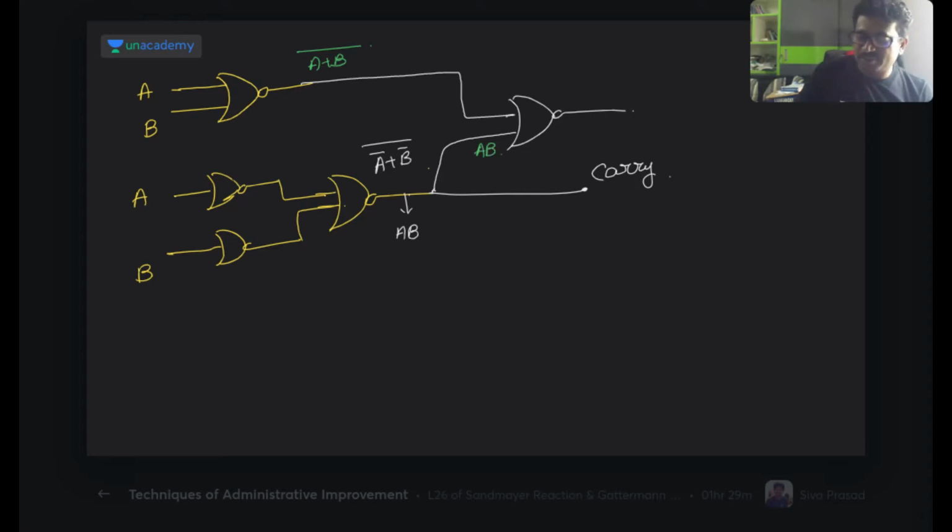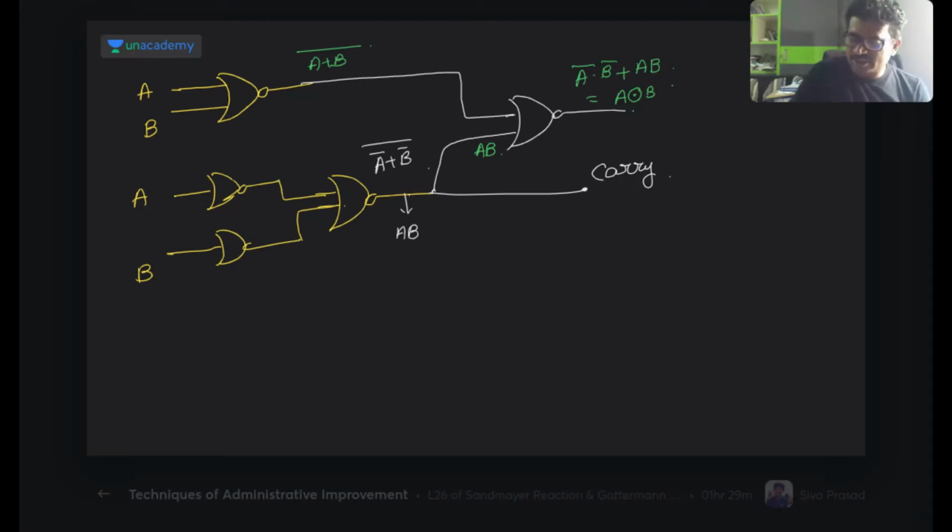Now what we'll get here? A bar into B bar plus AB. Look now: A bar into B bar plus AB. What is this? This is nothing but A XNOR B. This is the A XNOR B operation now.